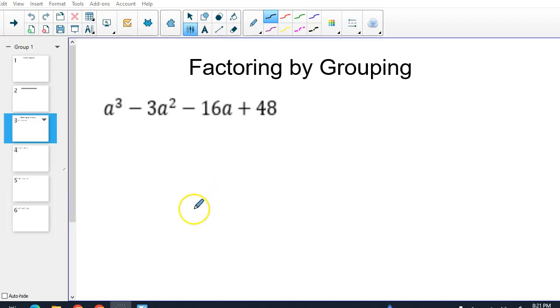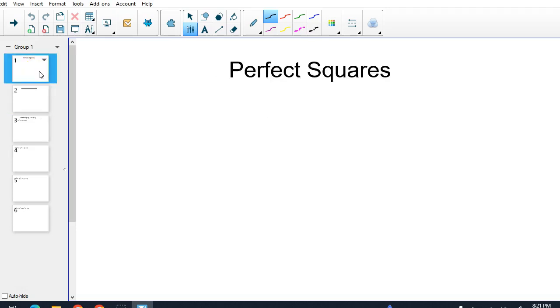Hello class, we're going to be learning about factoring by grouping today. Specifically, we're going to be focusing on factoring polynomials with a degree higher than 3. Since I believe you guys, the Berry method is technically by grouping as well. But something to review first is going to be perfect squares.